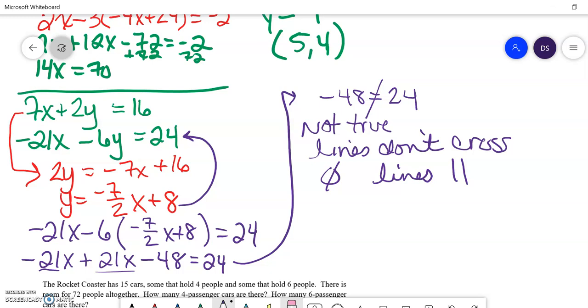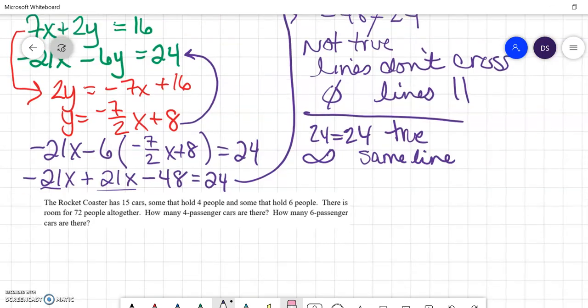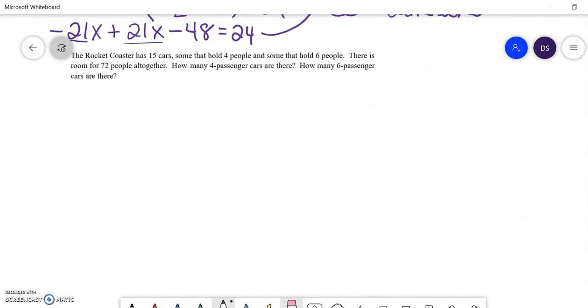If you would get a true statement, like 24 equals 24, or 1x equals 1x, something like that, that is a true statement. And you would have infinite solutions, which means the two lines would be the same line, and they'd overlap each other everywhere. So an untrue statement means I have no solutions, and a true statement means that I have infinitely many solutions.